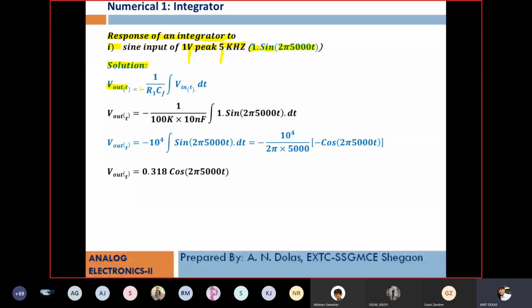V out is equal to minus of 1 upon R1 CF integral of V in dt. So we kept all the values. In the design, 100k is Rf, 10 nanofarad is CF, then applied input is sine of 2 pi 5000 t. We integrated, then after integration we get this one. I hope you know what is integration.